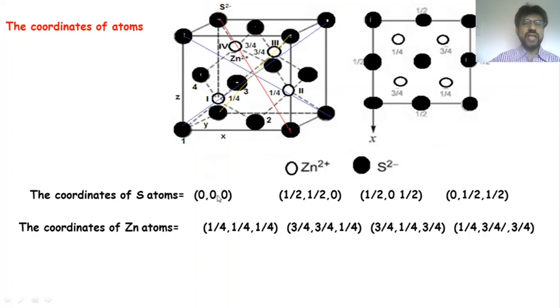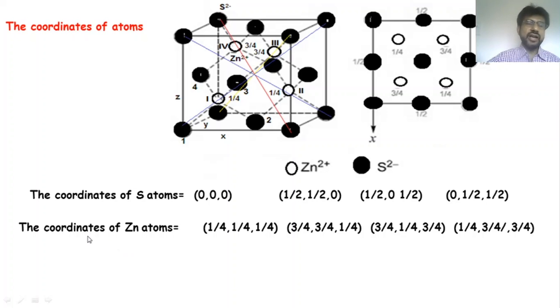So the first atom has the coordinates 0, 0, 0. The second atom is at the center of the face of the unit cell. So it is present at 1/2 of the distance of the edge of the unit cell, and it is in the xy plane, so its z coordinate is 0. Now the third atom is present in the xz plane, so its y coordinate is 0. And the fourth is present in the zy plane, so its x coordinate is equal to 0.